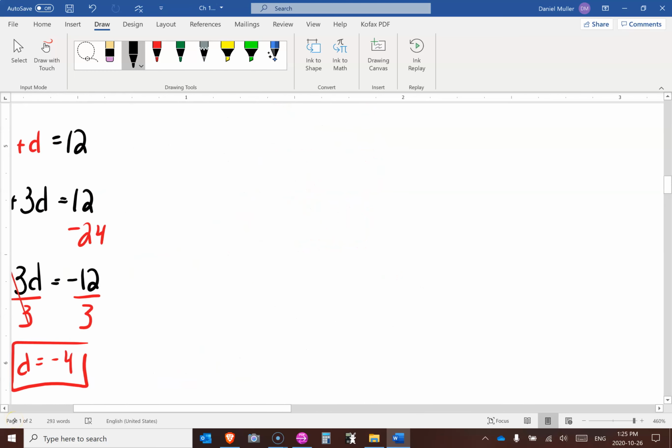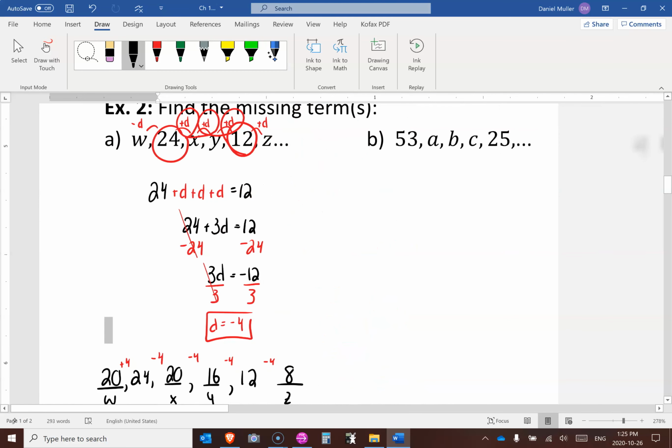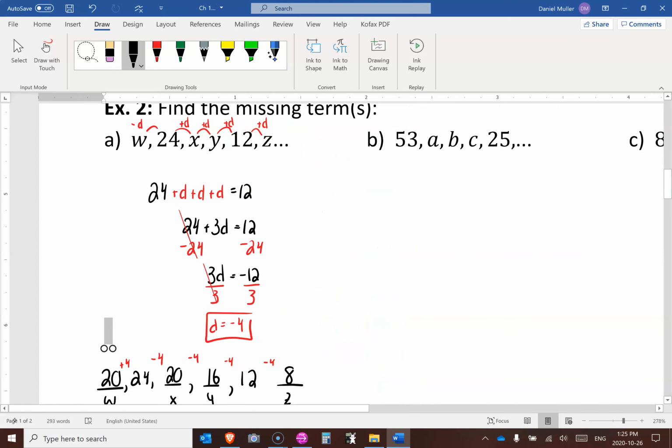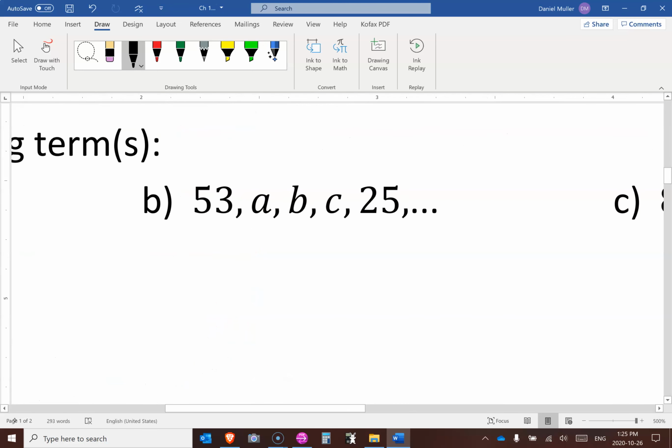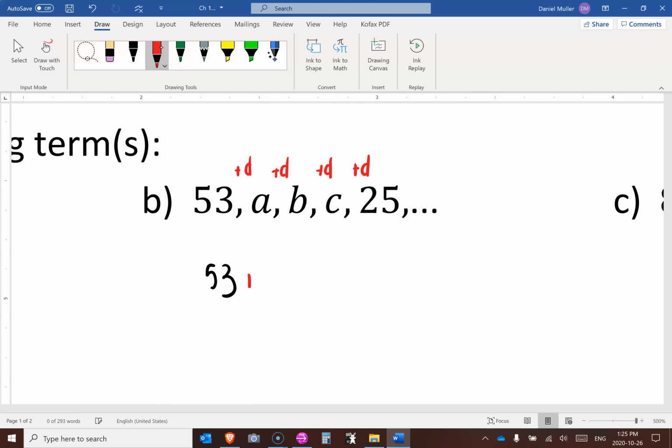Okay, so let's take a look at the next one here. Maybe I'll just zoom out in case you need to take a look at all of this. Okay, so 53, and then an A, B, C. So I'm at 53. I know I'm going to have to add a common difference to get to A, add another common difference to get to B, and then another common difference to get to C, and then there, I have to add another one. So if I have 53, I have to add 4 D's, and then I should get my last term there, which is 25.